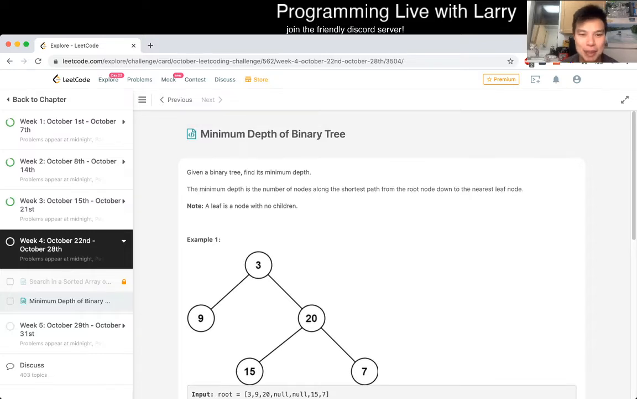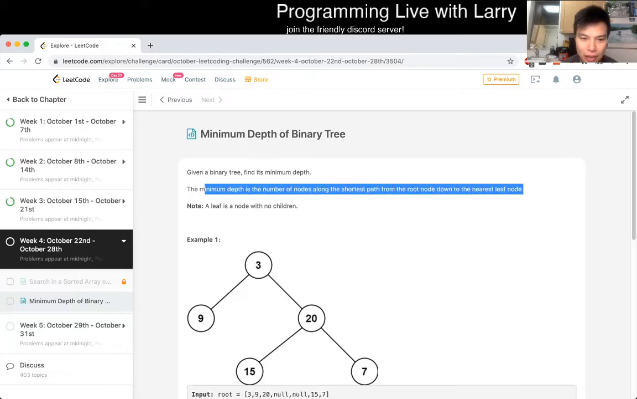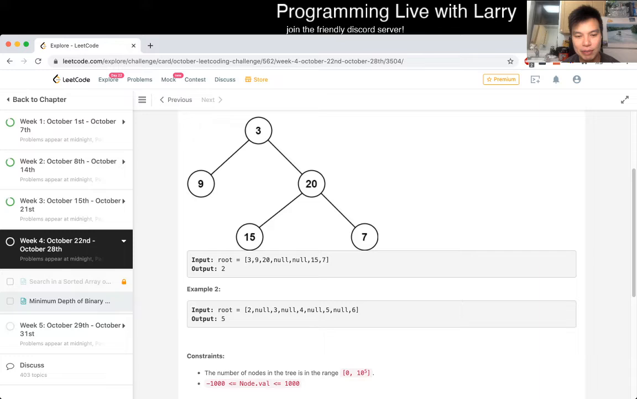Today's problem is Minimum Depth of Binary Tree. Find its minimum depth. The minimum depth is along the shortest path, the nearest node. So, this seems pretty straightforward. I definitely recommend everyone practicing it.